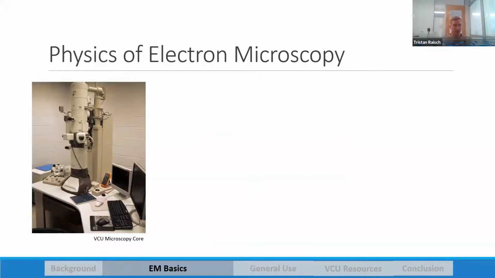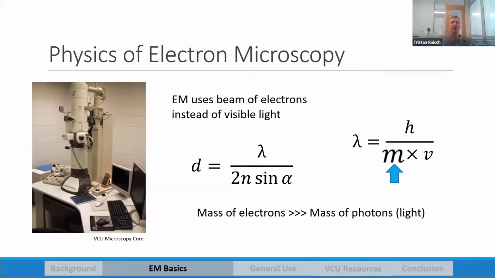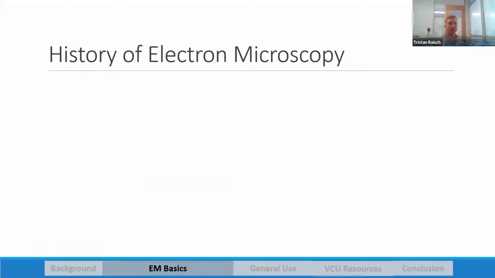Enter electron microscopy, which uses beams of electrons instead of visible light. If we remember from before, the diffraction limit is dependent on wavelength. When we calculate wavelength, we know that it is inversely related to mass. So wavelength and mass are inversely related. So since the mass of an electron is much larger than the mass of a photon, which carries visible light, the wavelength of a beam of electrons is much lower than that of visible light. All this means that the diffraction limit of an electron beam, which still exists, is orders of magnitude smaller than that of visible light, down to fractions of a nanometer.